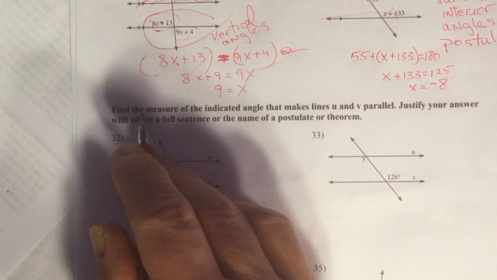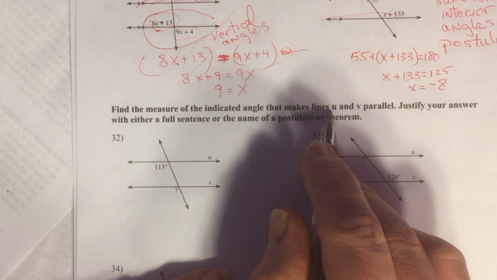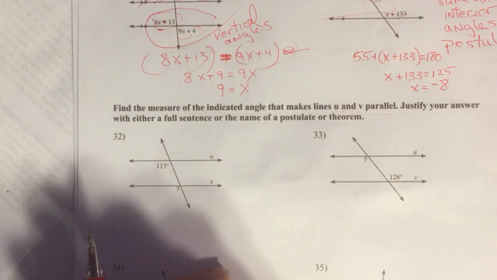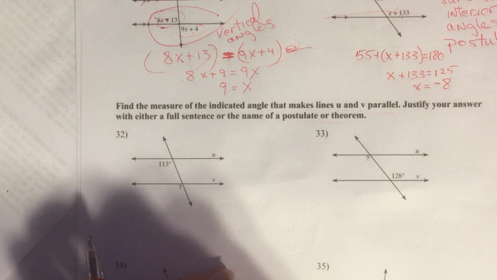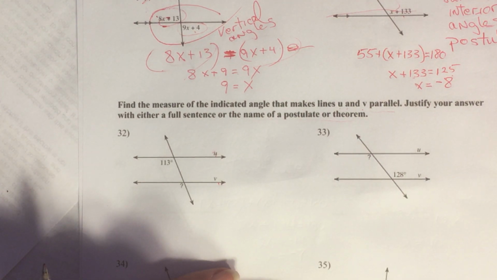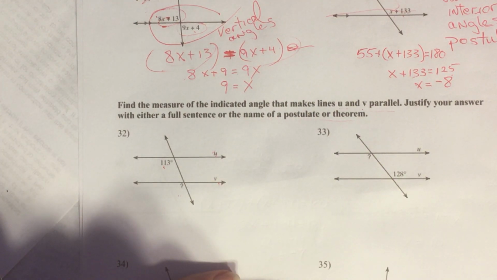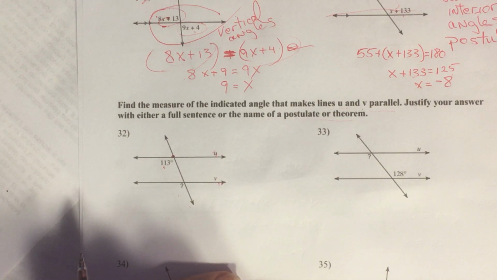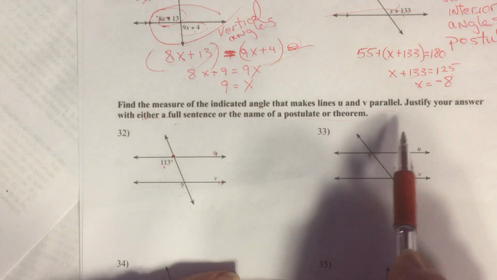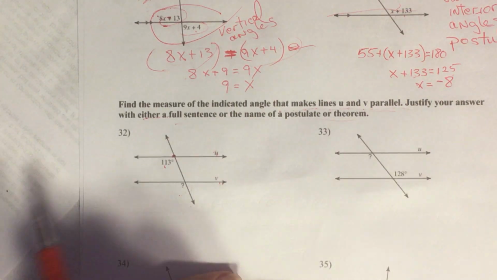So now here this says, find the measure of the indicated angle that makes lines U and V parallel, and justify your answer with a full sentence or the name of a postulate or theorem. Here's the important thing here. I don't know that these lines are parallel, so I can't use, in this case, the corresponding angle theorem. These are corresponding angles, okay? But I don't know that they're congruent because there are parallel lines there. But that's not what it asks me anyway. It asks me to find the measure of the indicated angle that makes the lines parallel.